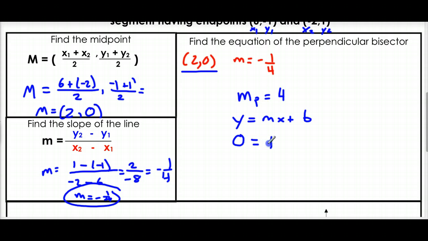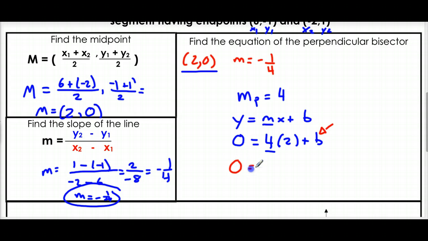We're going to put our m in right here, times x, which is 2, plus b. And we're solving for b. So I just want to make clear what I'm doing. I'm plugging the midpoint in for my y and x, and I'm plugging my perpendicular slope in for m. All right? That's all I did. We're solving for b to get the y-intercept.